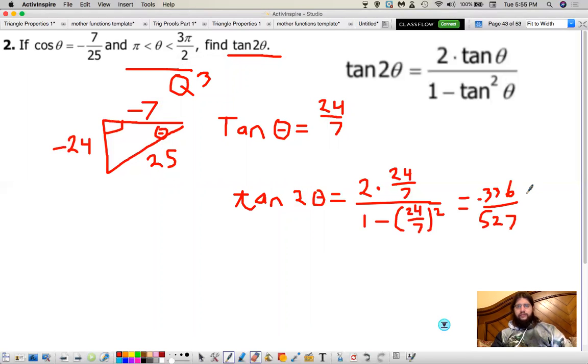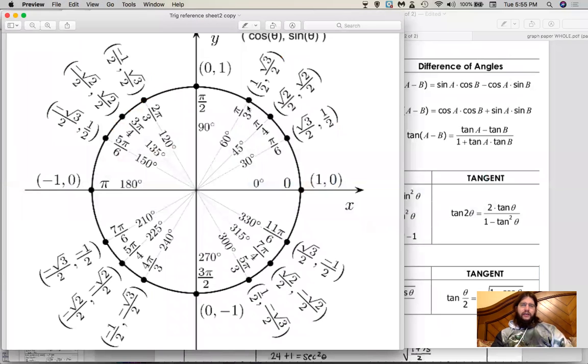Okay. So you might be wondering, well, why was tangent 2 theta negative, but tangent theta was positive? Let's think about that for a second. Let's look at our unit circle. So I was in the third quadrant. So my angle was between, we can use degrees, 180 and 270, right? So if I double that, we're doubling where we could be at. So we could be anywhere from 360 to 540. So it could be pretty much anywhere in here.